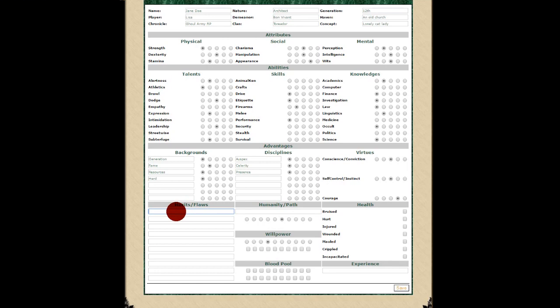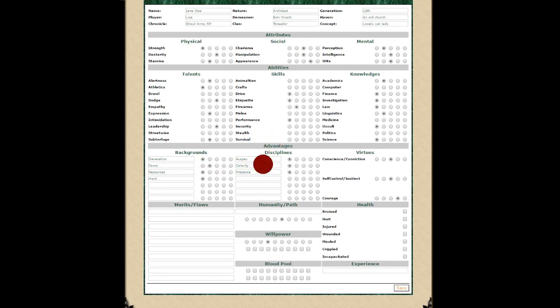You also get 15 freebie points, and this is the time where you get to spend those freebie points. But it's not like one dot is a freebie point. An attribute is worth 5 points. You get 15 points, and if you want to raise this one to here, for example, you're going to have to spend 5 points of those 15 points. An ability, any ability, is 2 points.